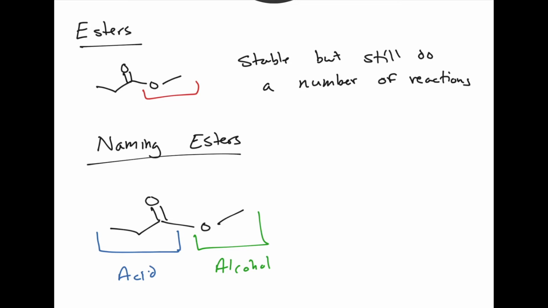So if you think about a Fischer esterification, if you were going to make this ester, right, you would take this carboxylic acid and have it react with this alcohol to make your ester, right? That's where the acid half and the alcohol half come from: what are the pieces you would need to make this with a Fischer esterification, right?